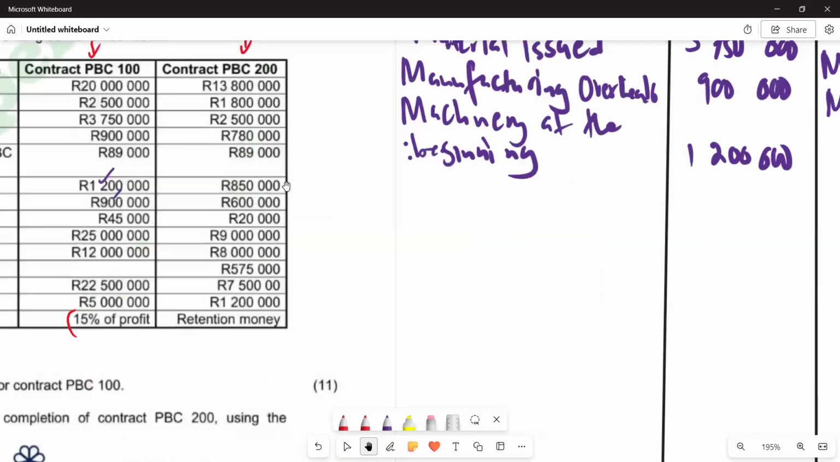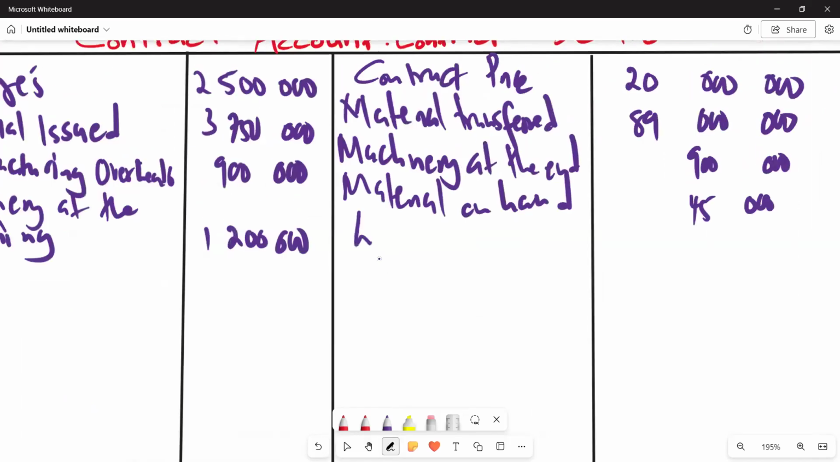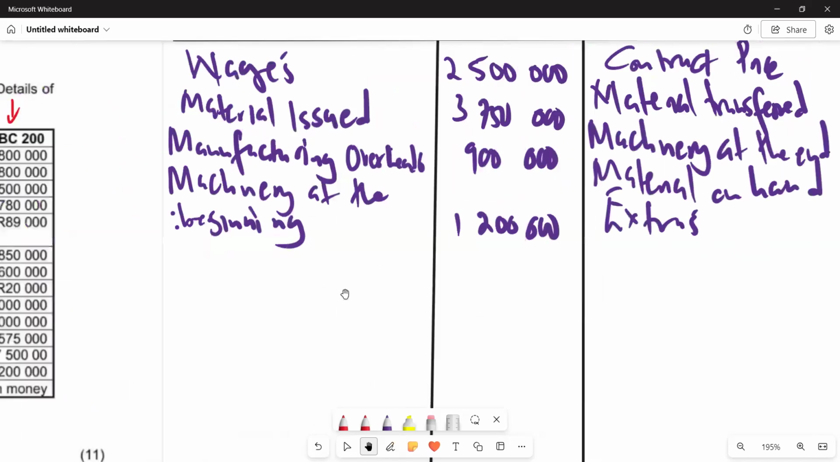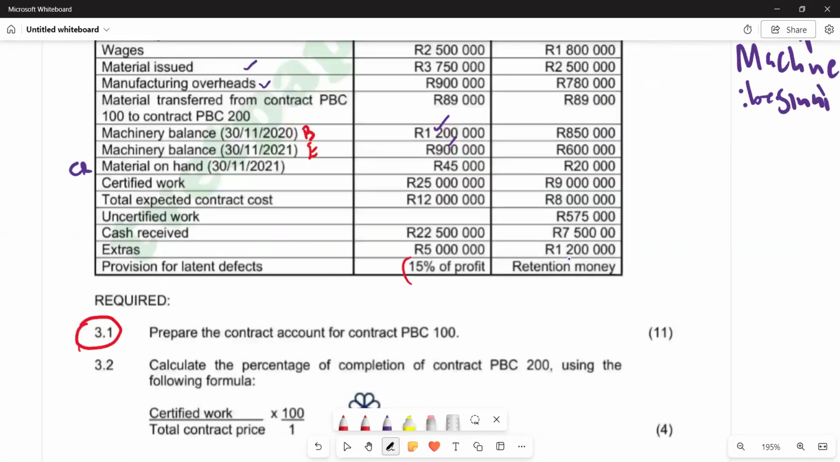So we come here and we are saying extras. We have 5,000. And so this is what we have. And then I think we've exhausted everything. You can just maybe cross check. Right. We are now left with provision for latent defects, which is going to be 15% of the expected profit. So we are going to put there provision for latent defects, and we are going to make a calculation after we have calculated the balancing figure.